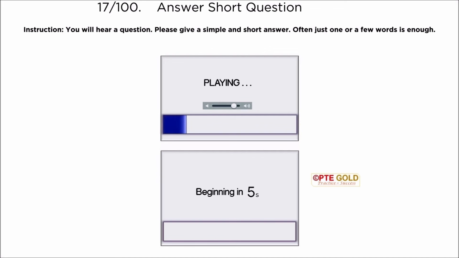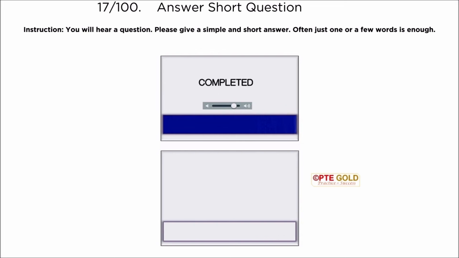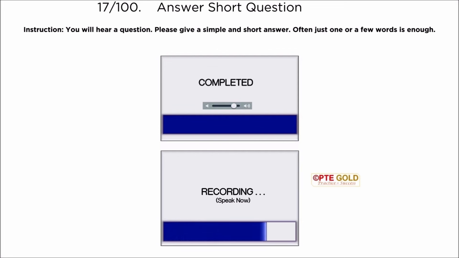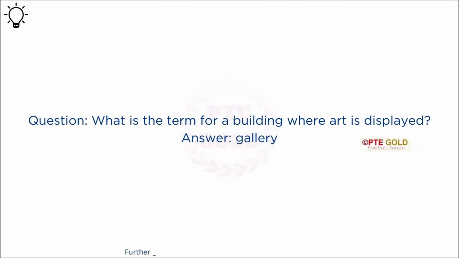What is the term for a building where art is displayed? Gallery.